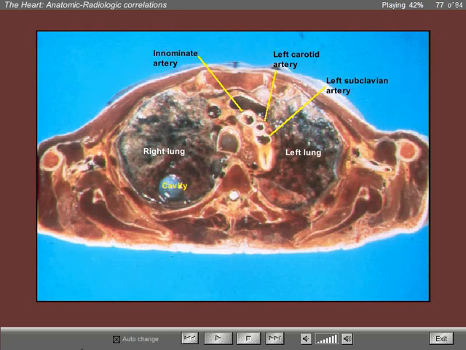We see in yellow the outline of these vessels because they were heavily calcified, as will be shown in the CT of this same anatomical section. An incidental finding is a cavity in the right lung.